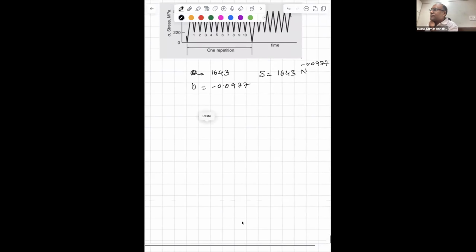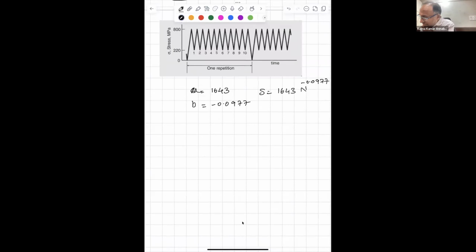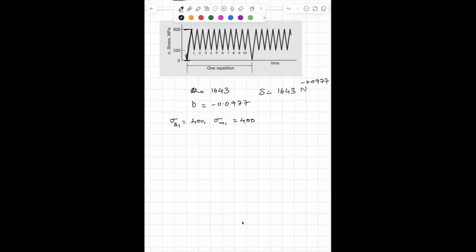So this is the thing that we are having. Now, what is sigma A1? Let us say that is our first cycle. How many cycles are these? 1, 2, 3, 10 cycles, right? So sigma A1 is how much? I am talking about this cycle. Okay. Sigma M1 is 400, right? And N1 is 1 cycle.